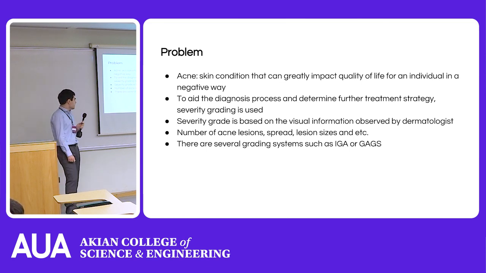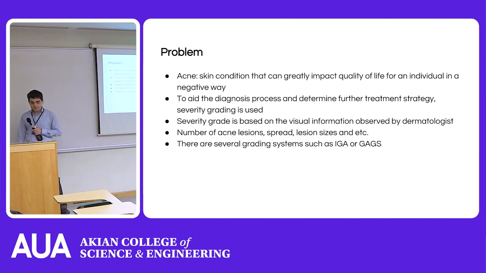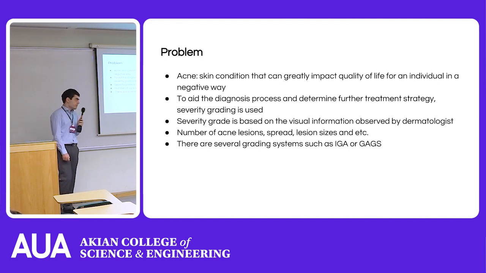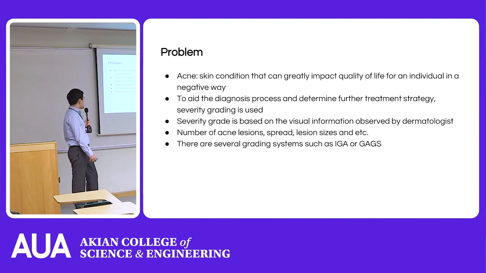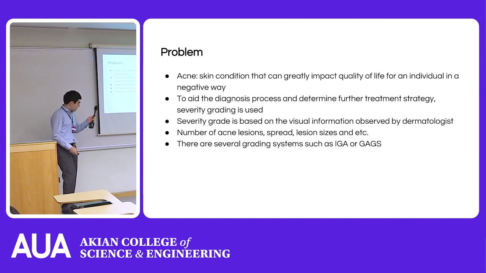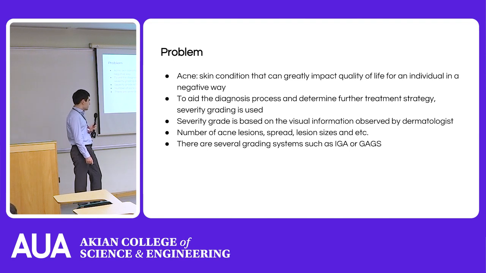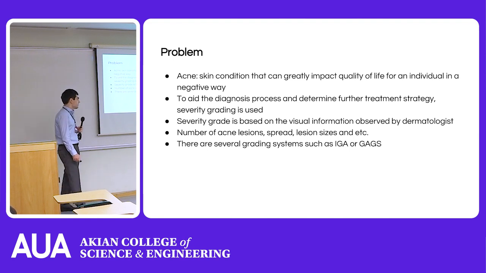They use a so-called severity grading system. There are several severity grading systems, but most of them are based on visual features, and the majority of them just count the number of acne lesions on the face of the individual, and then proceed to give the individual the severity score. Examples of such systems are AGA and GAGS.